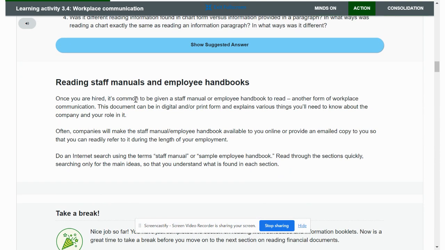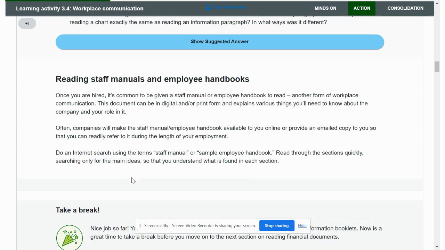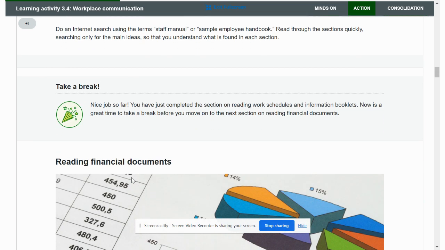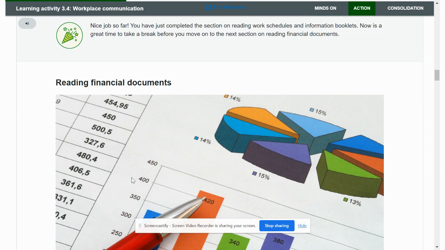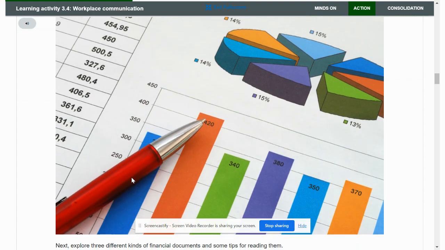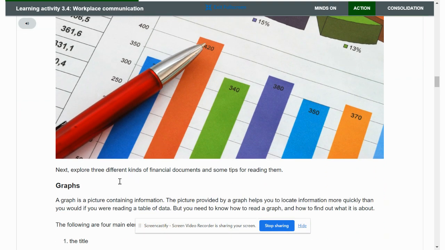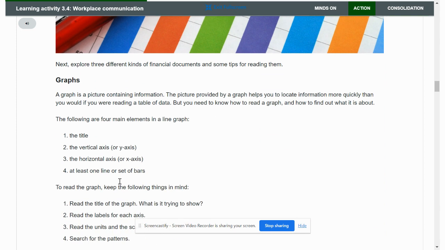The other thing that you're going to be looking at is reading staff manuals and employee handbooks. For any job that you may get, this might be something that you need to do. So make sure you understand how to do that, as well as any financial documents. Once you get a job, you're going to get paid, so you might need to figure out some things about your financial information.